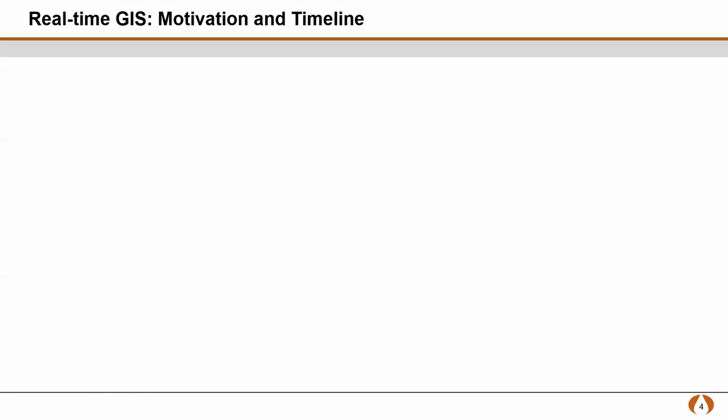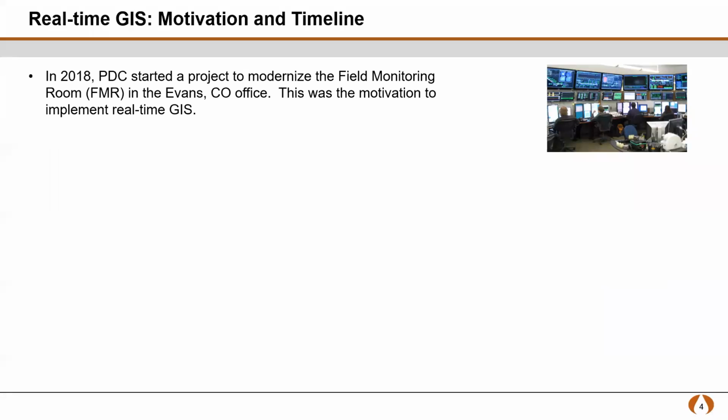So what is our motivation for implementing real-time GIS at PDC? Really started in 2018. We wanted to modernize our field monitoring room in our Evans, Colorado office up in Weld County, kind of the center of our operations in Colorado. Here's kind of what it looks like. This is not our monitoring room, but what one looks like. You have a lot of screens on the wall, employees at workstations, keeping track of everything that's going on in the field.